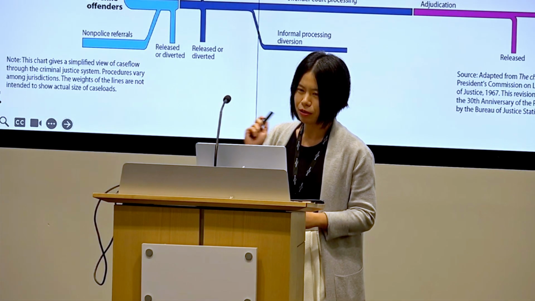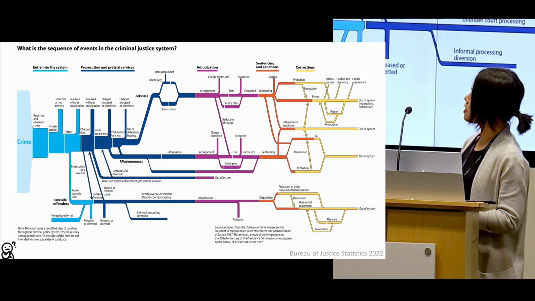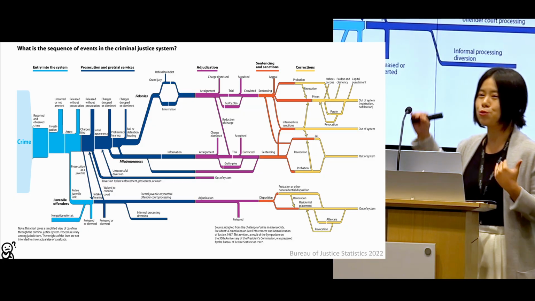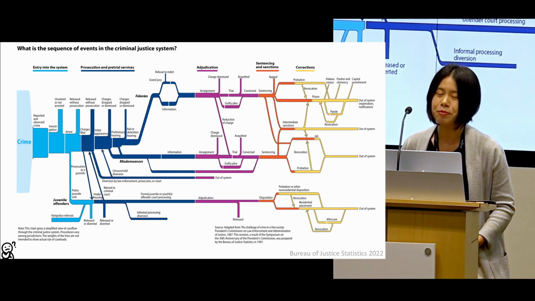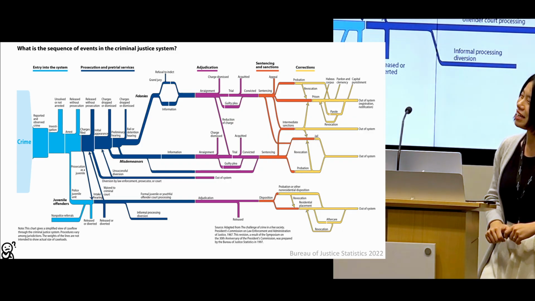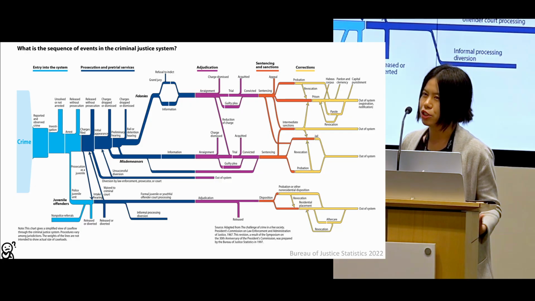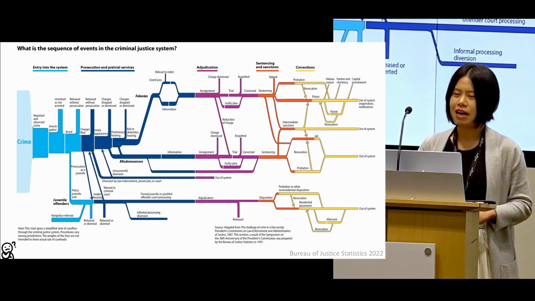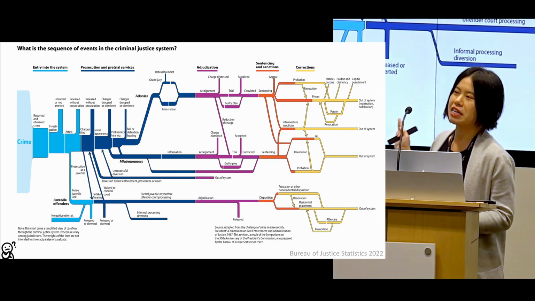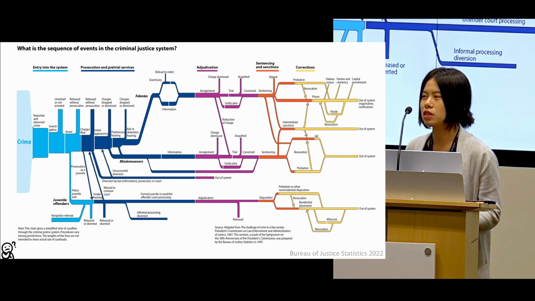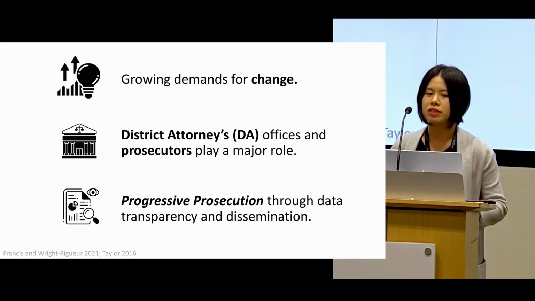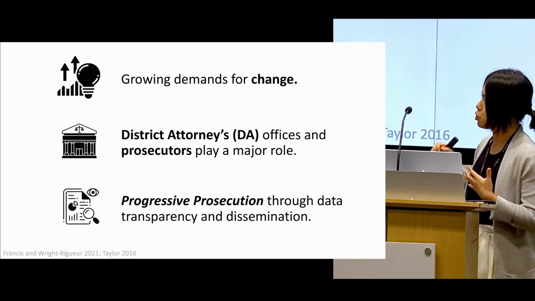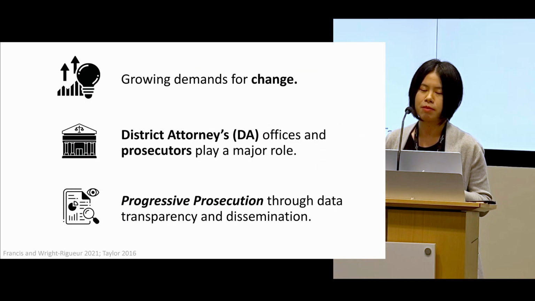So I have a flow chart for you just to give you a sense of how complex it can get, right? You don't need to read anything on this visualization. I just want you to feel overwhelmed, because this is overwhelming. And a lot of biases and discrimination could happen in this process. And the opaqueness of this process is causing the public to lose confidence and lose trust and lose faith in our criminal legal system. Because of this, there's growing demands calling for change, and the district attorney's offices and prosecutors play a major role in this.